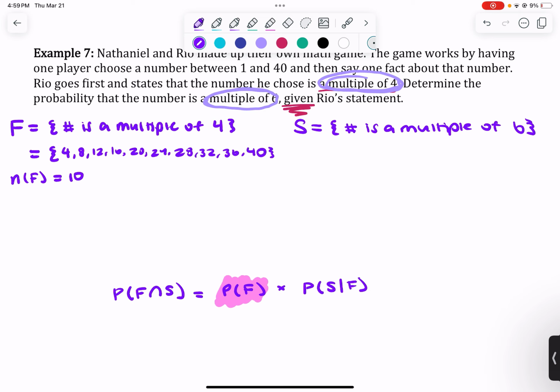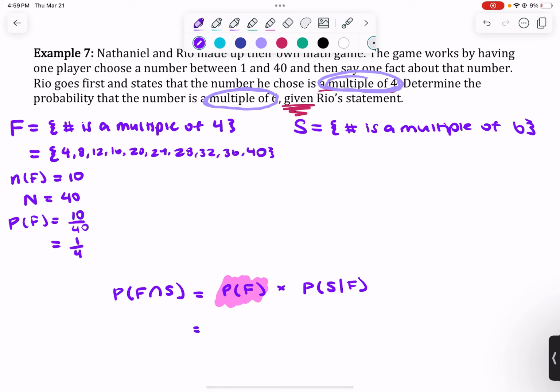Now, just a quick reminder, the total number of numbers I could choose from in this game is 1 through 40. So I have a total of 40 different options. 10 of them are a multiple of 4. So if I want to find the probability, that's just 10 over 40, or 1/4.